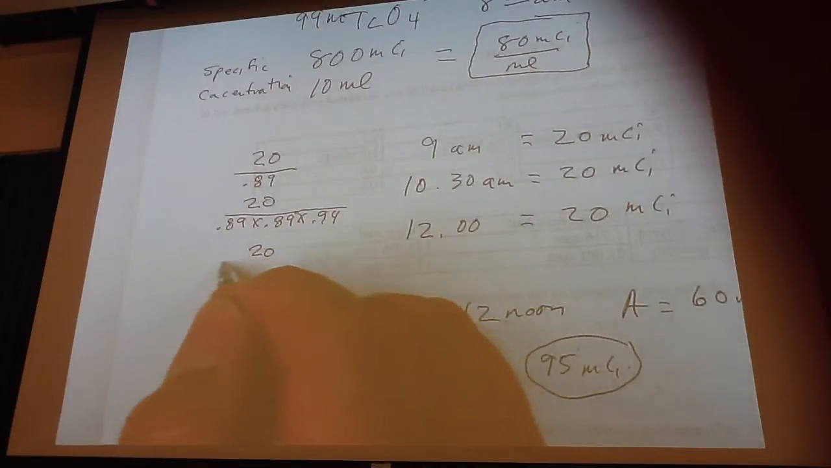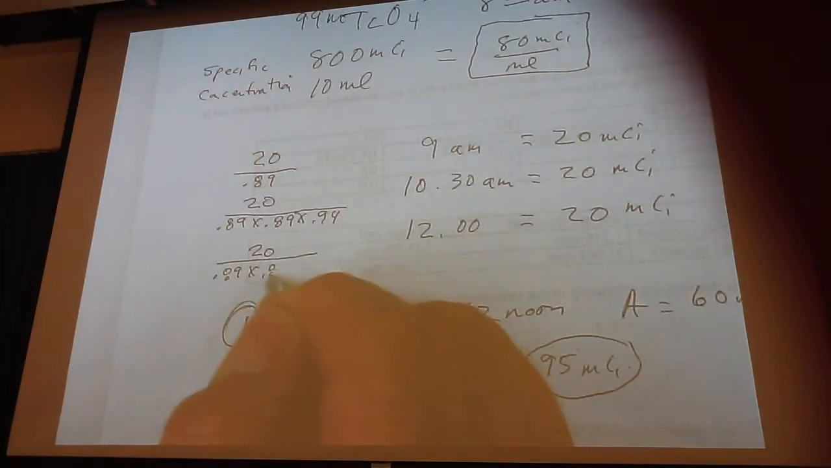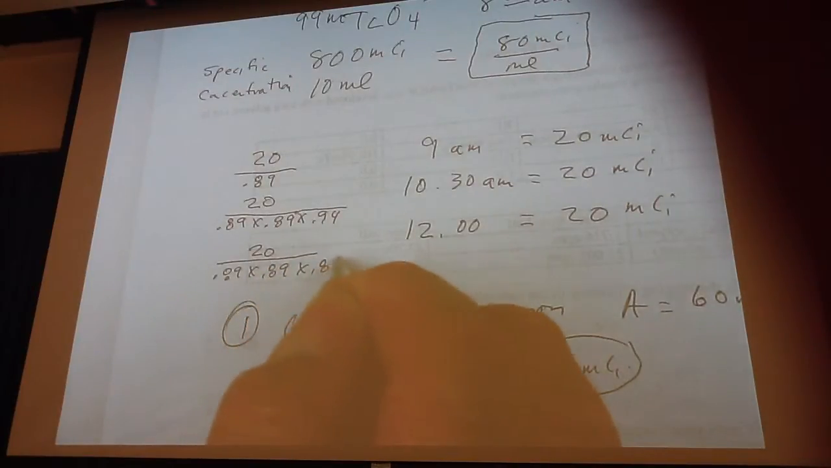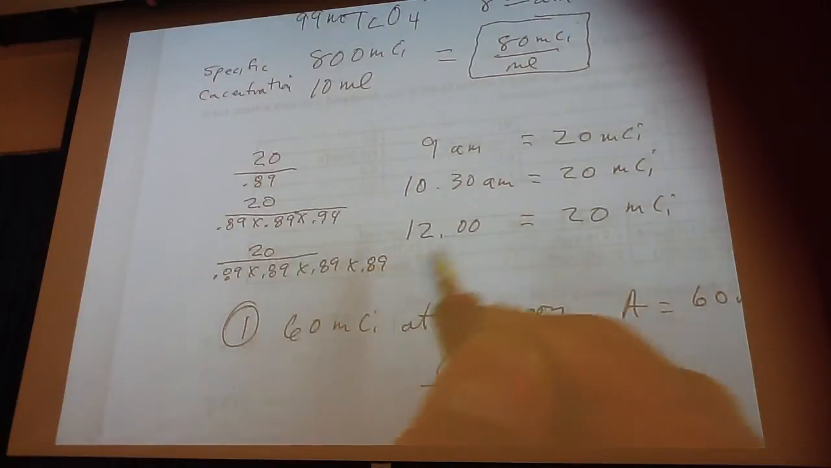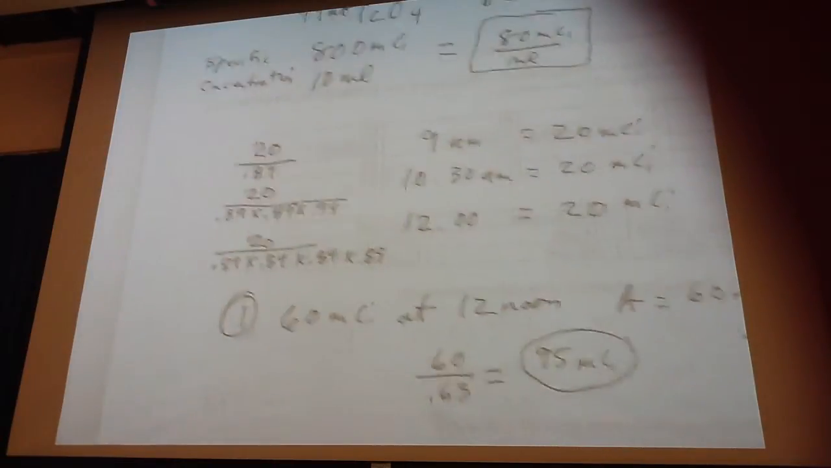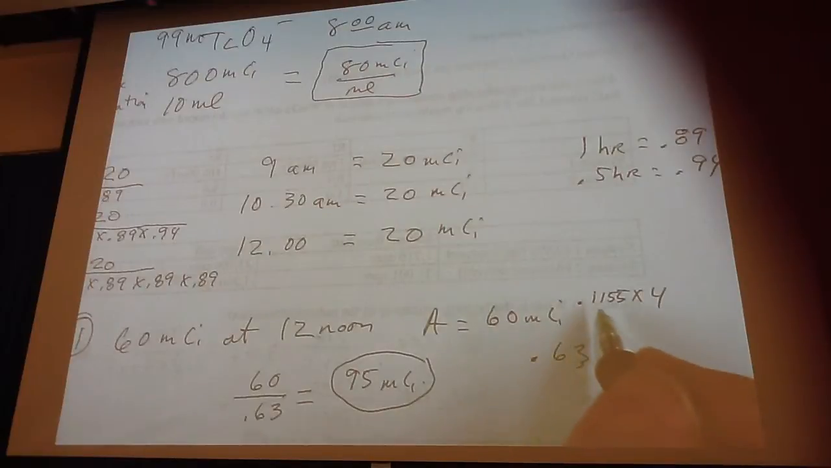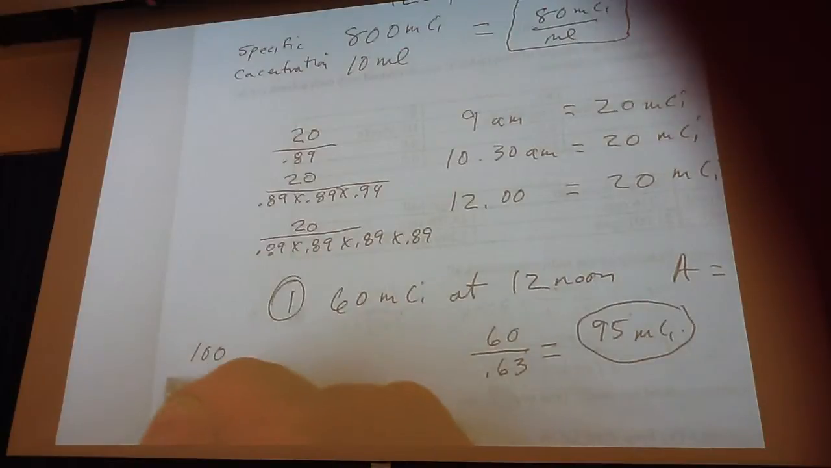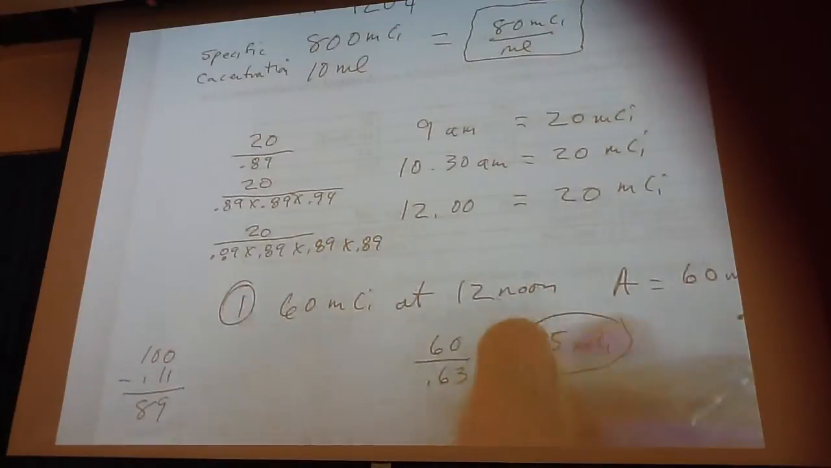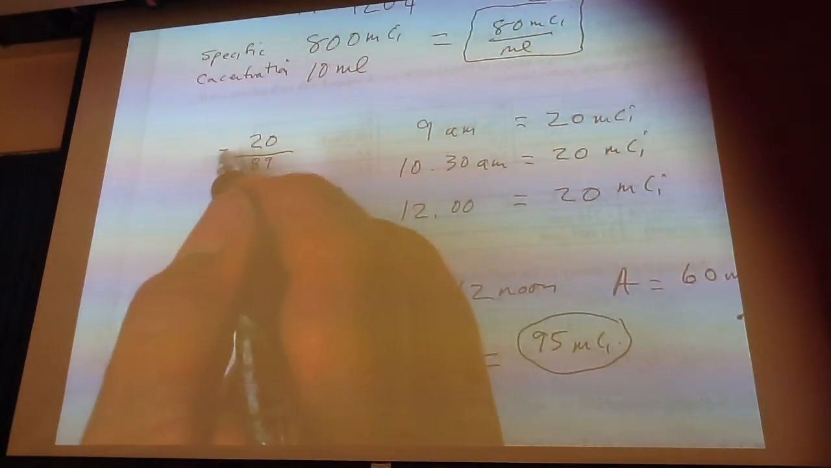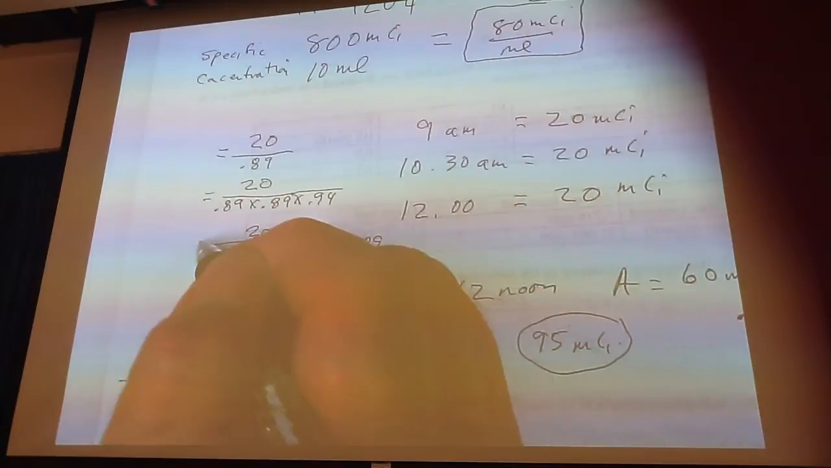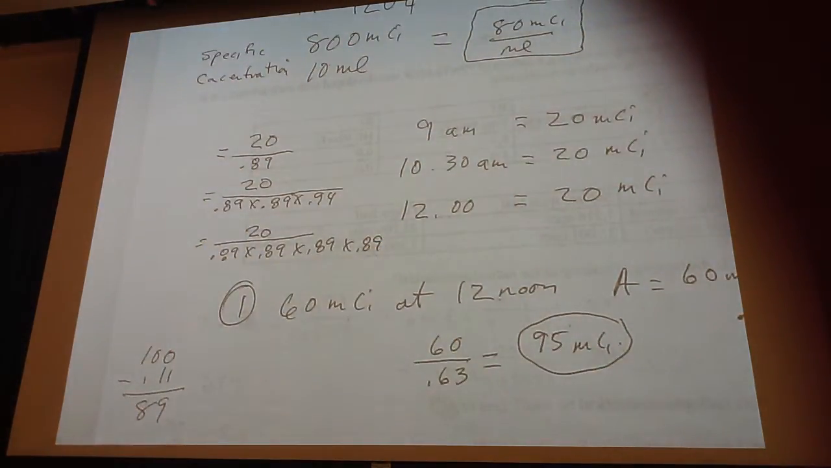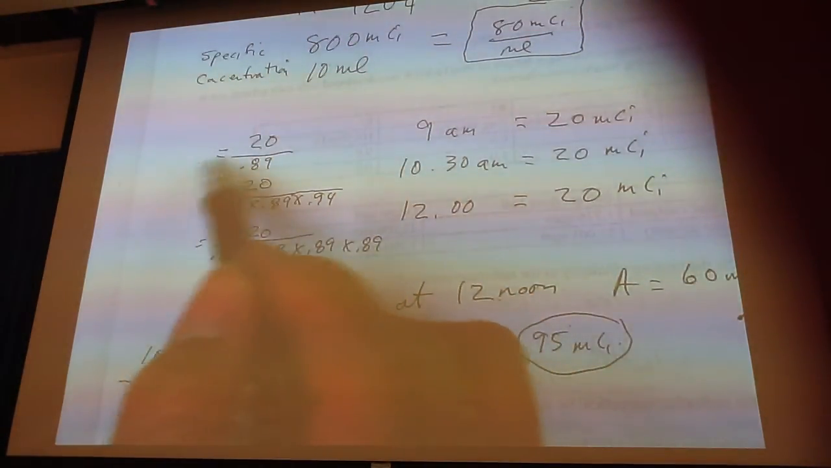And then with this one here, 20 millicuries, okay, we've got 4 hours, so this is just going to be 0.89 times 0.89 times 0.89 times 0.89. What we basically did, this 0.89 comes from the decay factor that we calculated over here. So if you had 100 minus 0.11 equals 89. So this, if you add all these up, this would tell you the actual amount that you would really need to do this. Okay, so 20 divided by 0.89 is probably about 22.